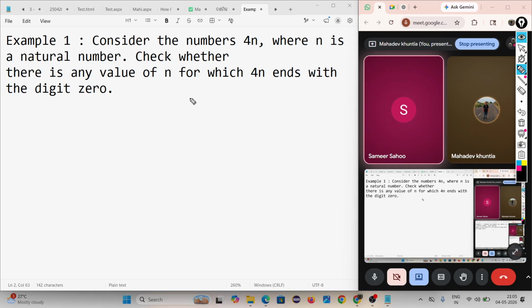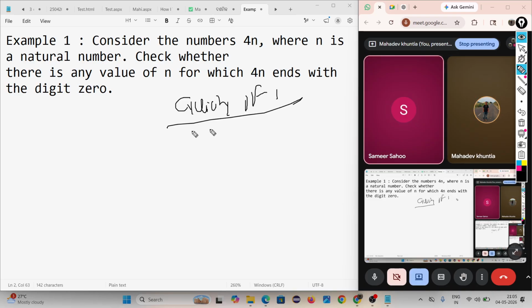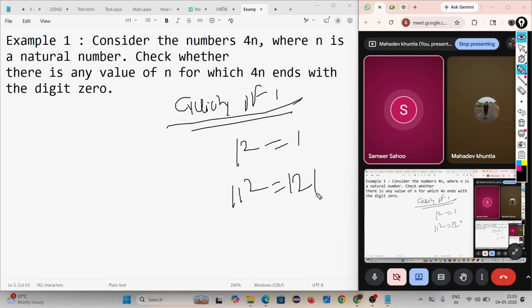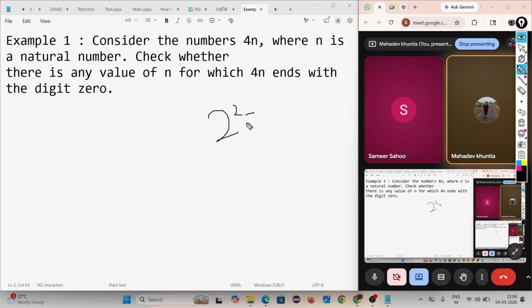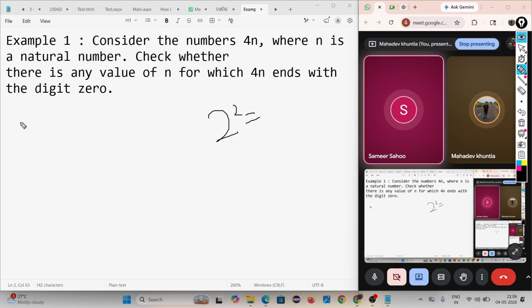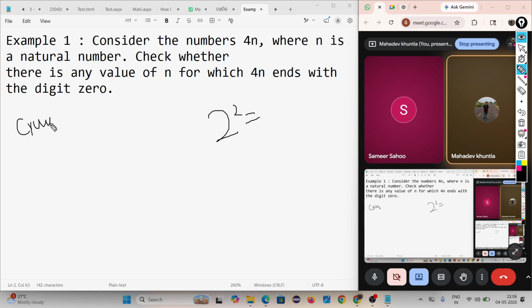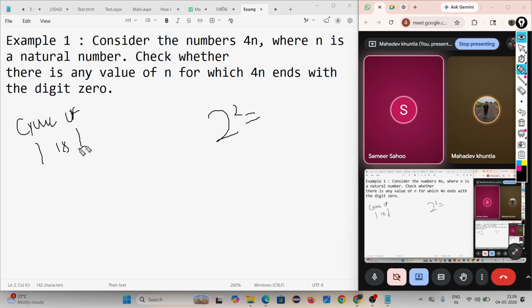Then move on to the cyclicity of 1. 1 squared is how much? 1. 11 squared is 121. 111 squared is the same thing, it ends with the digit 1. So I can say the cyclicity of 1 is 1, that means it ends with the digit 1.